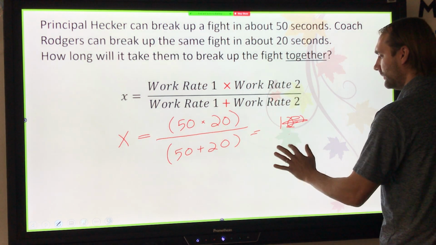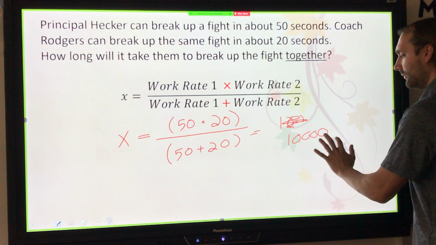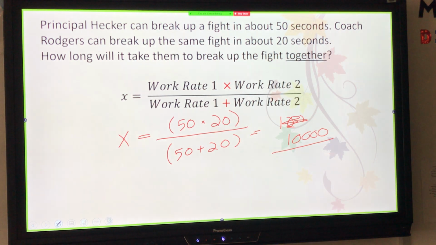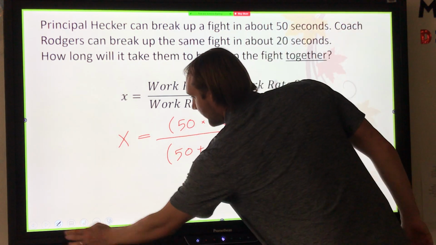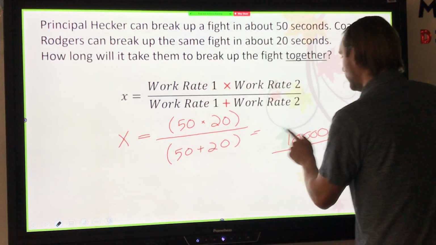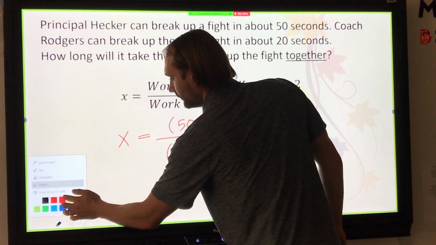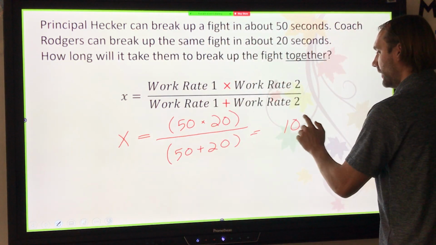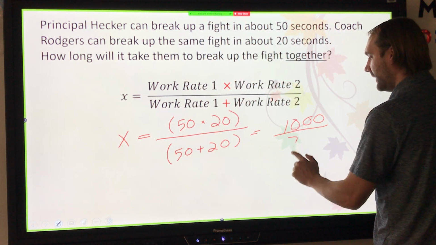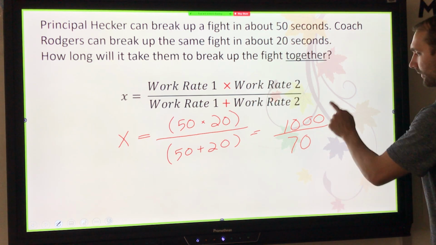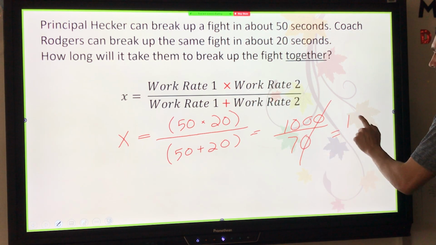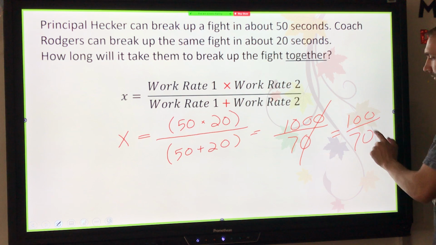Is that 10,000? Somebody check my math real quick. Is that too many zeros? Oh, it's only 1,000. I know. So I get 1,000 on the top, and on the bottom I get 70. Simplify gives me 100 over 70.